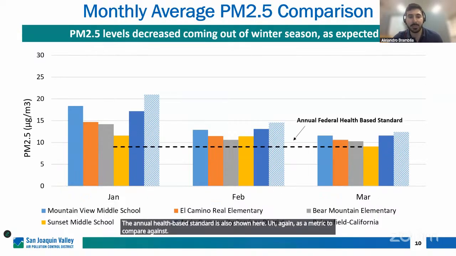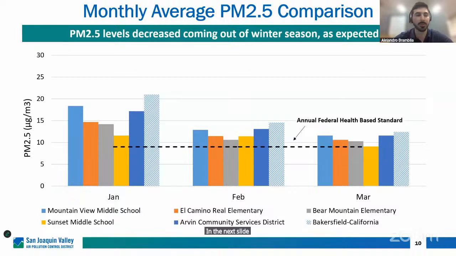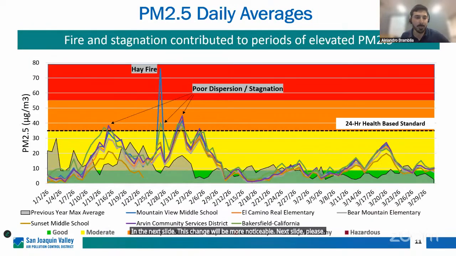So in this data, we see that PM 2.5 averages decrease as more favorable weather breaks up the dispersion layer that was present in January and into the beginning of February. In the next slide, this change will be more noticeable. Next slide, please. All right, so on this slide, we're now looking at the daily averages of PM 2.5.